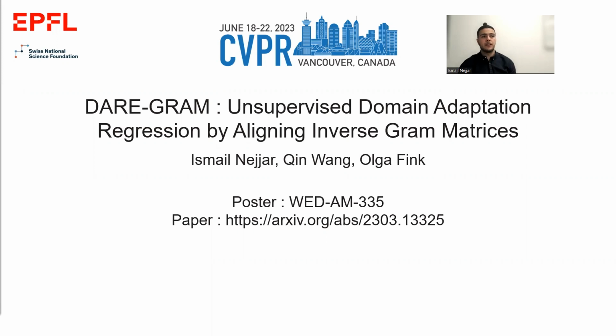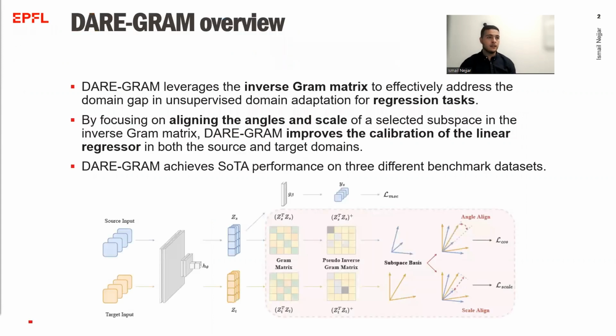Hey, I'm Ismail Nejjar, and I'm excited to present our work, DIAGRAM: Unsupervised Domain Adaptation for Regression by Aligning Inverse Gram Matrices. In a nutshell, DIAGRAM is an unsupervised domain adaptation method specifically designed for regression tasks. Our goal was to align the features of the source and target domains from a regressor point of view.